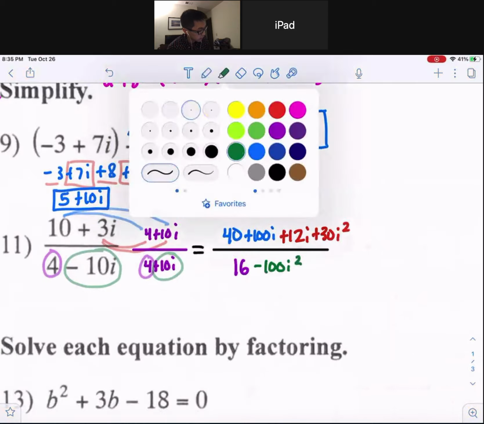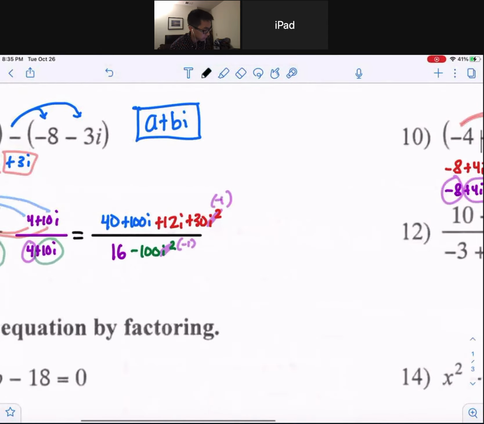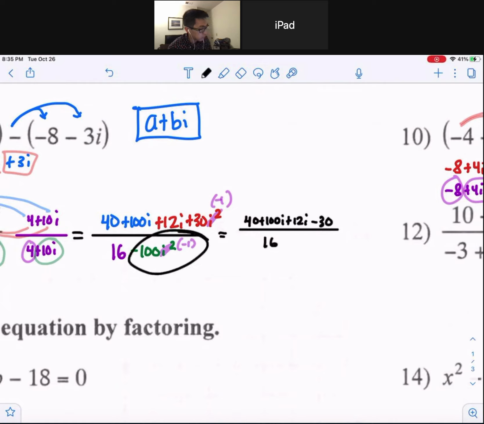Now we have to cancel these, right? i to the seconds, remember that's getting multiplied by negative 1 for both. So if we rewrite everything, 40 plus 100i plus 12i, 30 times negative 1, that's negative 30. All over 16, negative 100 times negative 1 is plus 100.